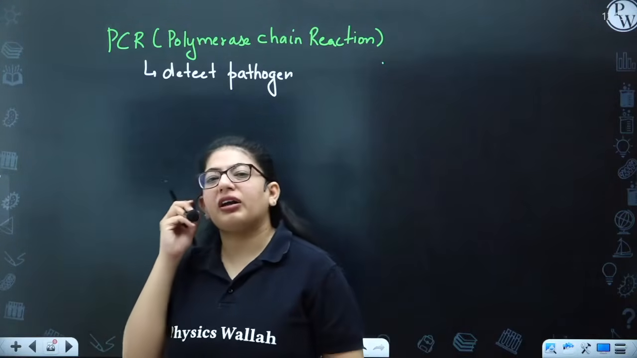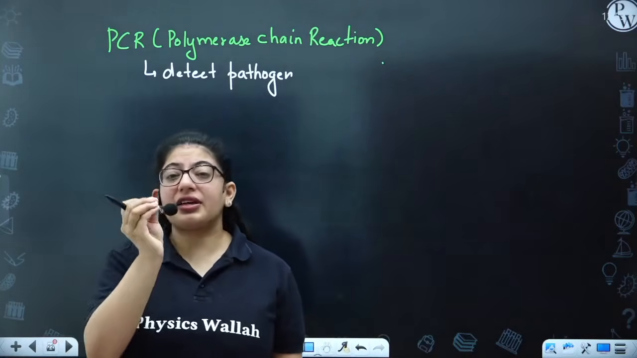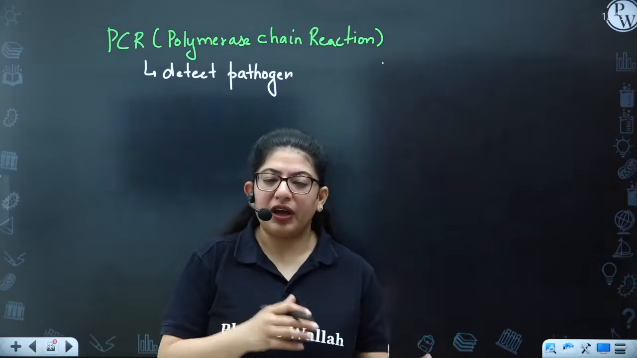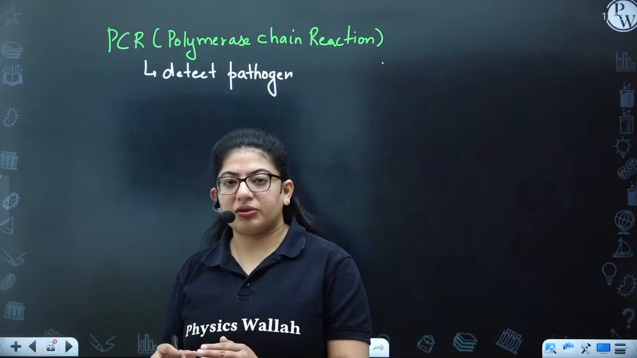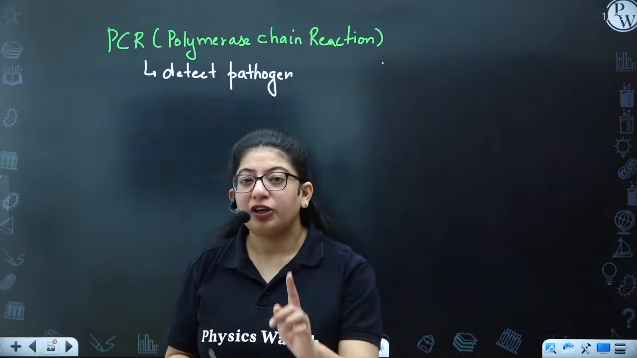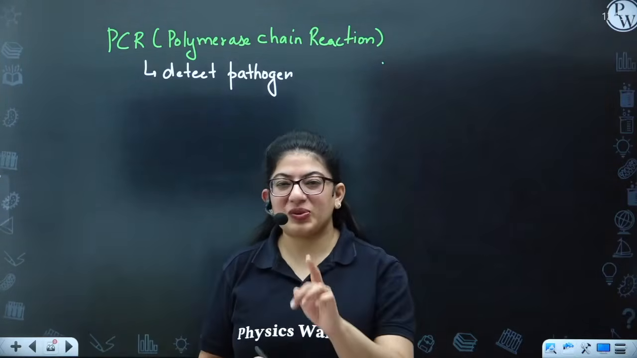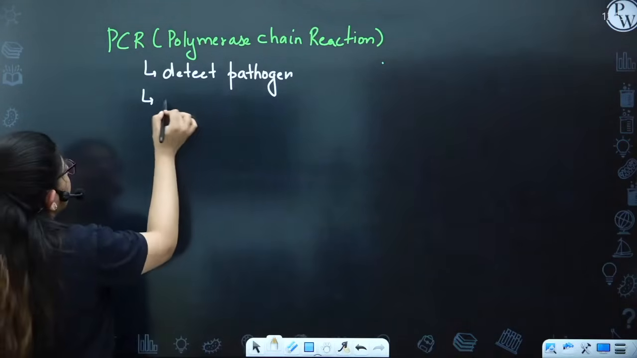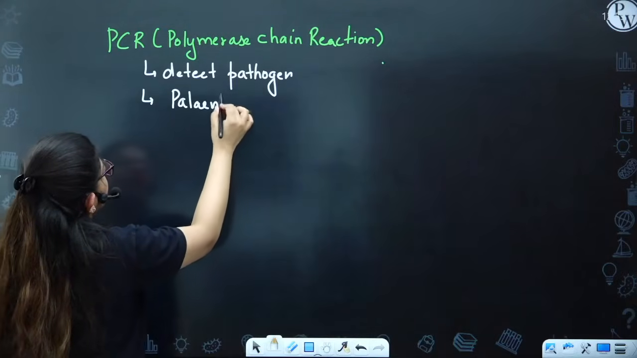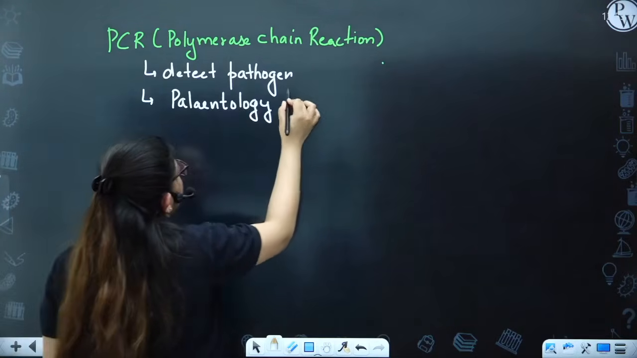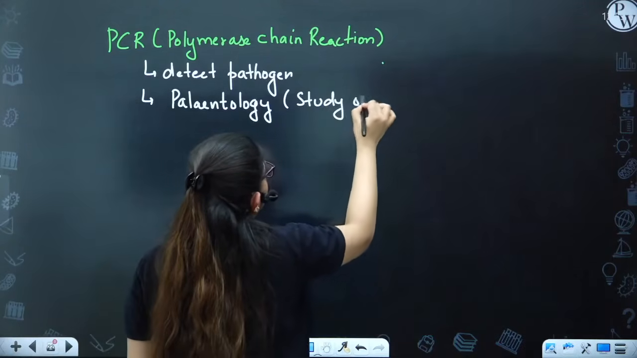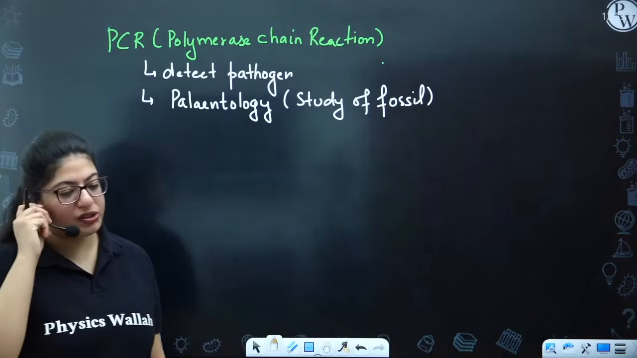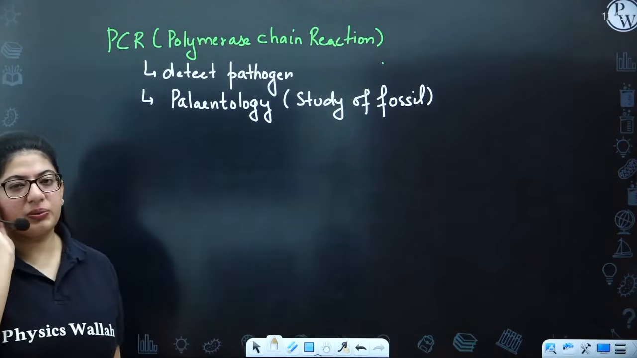Why is PCR known as RT-PCR there? Because there the virus is a retrovirus. Fine, your COVID virus is a retrovirus and its genome is RNA. So we have to first convert it into DNA, because in PCR you amplify the DNA, not the RNA, right? That's why it's reverse transcriptase PCR. Second thing, paleontology. What is paleontology? The study of fossils. So in paleontology you can also use PCR.